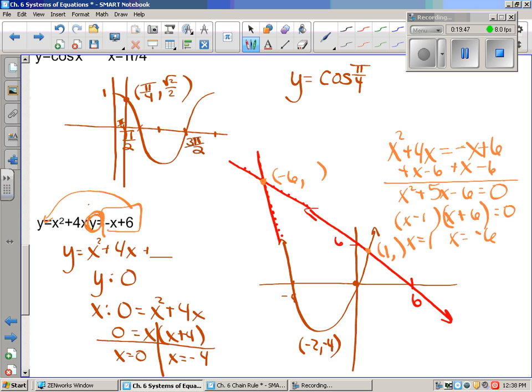And we still have to find the y. Here's the thing: it doesn't matter which equation you use at this point to find the y values. I would choose the simplest equation there is, and this would be the line, because I find it much simpler. So when you plug that 1 inside, you get negative 1 plus 6, or 5, so that makes that 1, 5. And when you plug negative 6 in there, it becomes 12 because the two negatives cancel each other out. So there's your 2 points of intersection.